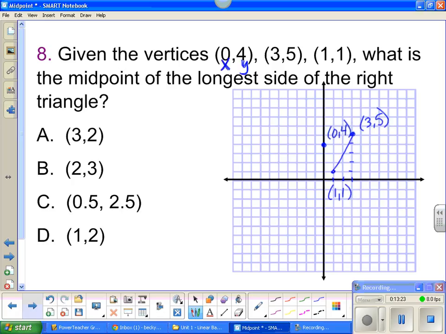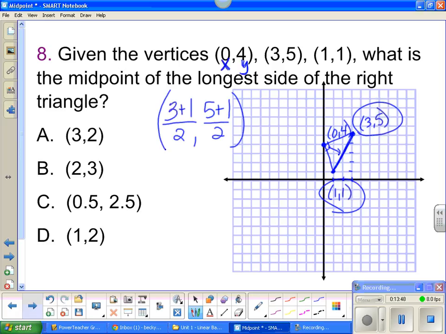And then very carefully draw your triangle, and you can see that your right angle is right there, which means your hypotenuse is this side right here. So I'm finding the midpoint between those 2 points. All those steps have to be done so you can tell which 2 points you're finding the midpoint between. So my x is 3 plus 1 over 2 and 5 plus 1 over 2. 3 plus 1 is 4, 4 over 2 is 2, 5 plus 1 is 6, and 6 over 2 is 3. So 2, 3, which is B.